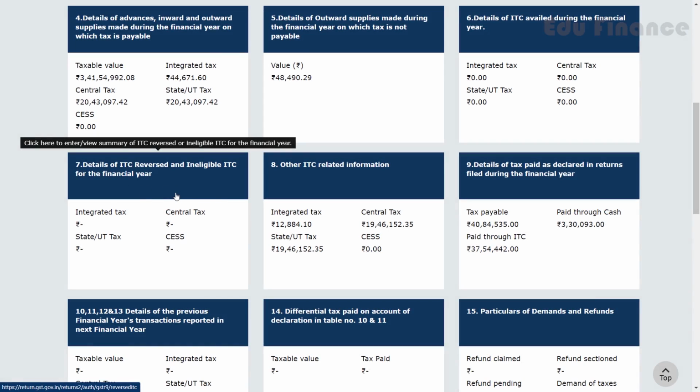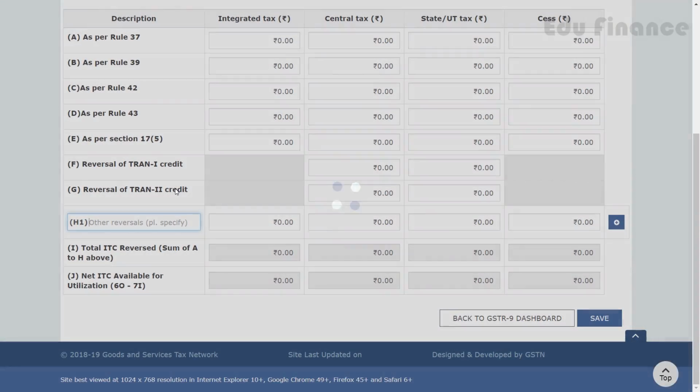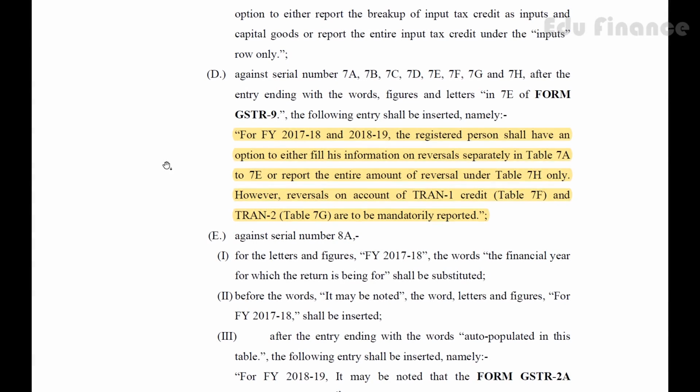Next, table 7, that is, details of ITC reversed and ineligible ITC for the financial year. As per the said notification number 56, a taxpayer has the option to report details of ITC reversal separately in table 7A to 7E, or the entire amount can be reported under other reversals in table 7H. But details of ITC reversal on account of Tran 1 and Tran 2 credit need to be mandatorily reported under table 7F and 7G respectively.